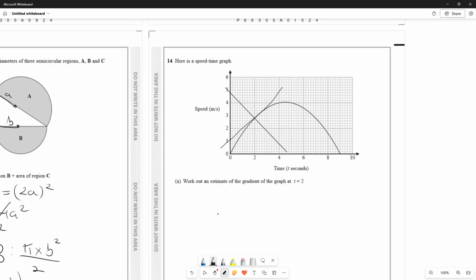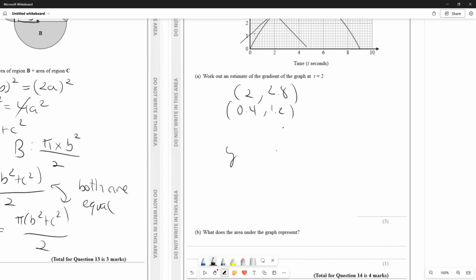Here are the 2 points I used in my paper for this. The first one I think was 2, 2.8, and the second one is 0.4, 1.2. It might be on the graph somewhere, but my one would have been over here. Anyway, when you find the gradient, it's y2 minus y1, so 2.8 minus 1.2, over 2 minus 0.4, to get 1.6 over 1.6, which is equal to 1, which is the gradient.